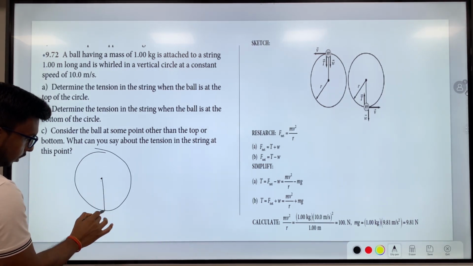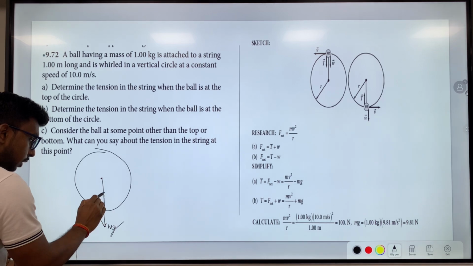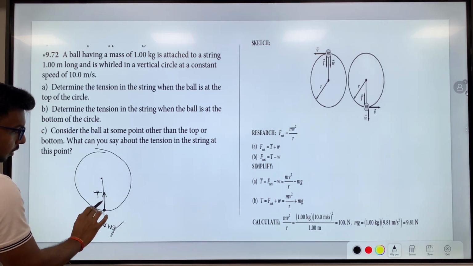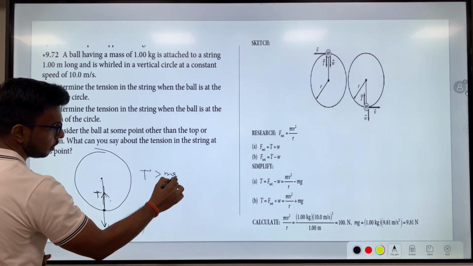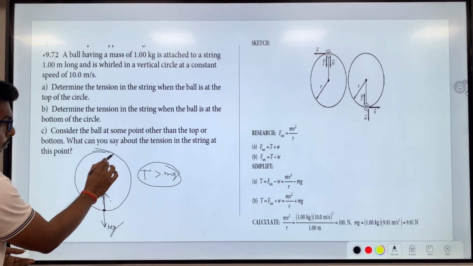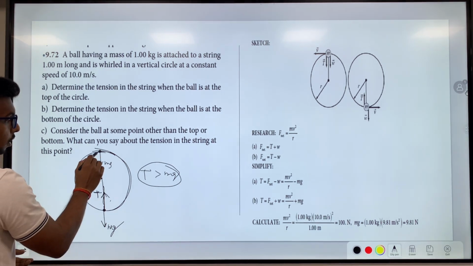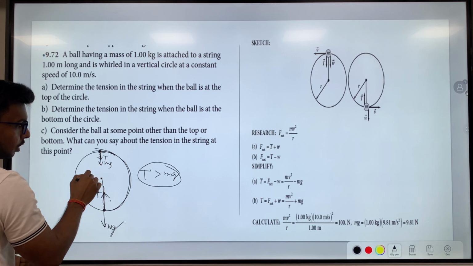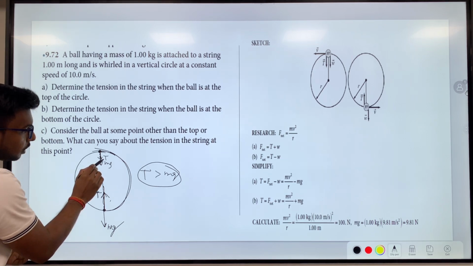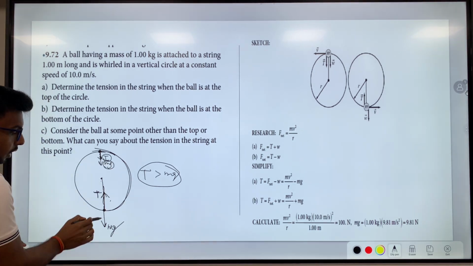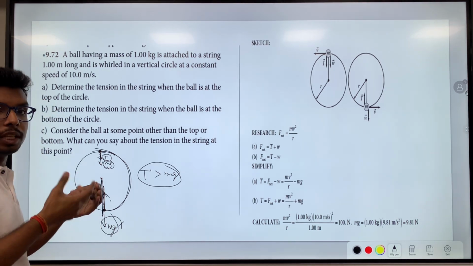At the lowermost point, what is happening? mg is acting downwards. Therefore, tension has to act in this direction and it should be more than mg. Only then there will be a force towards the center to provide centripetal force. But at this point, mg is acting downward, and tension is also acting downward. So here mg is supporting the tension. But at the other point, mg is opposing the tension. So at that point, tension would have to be more.